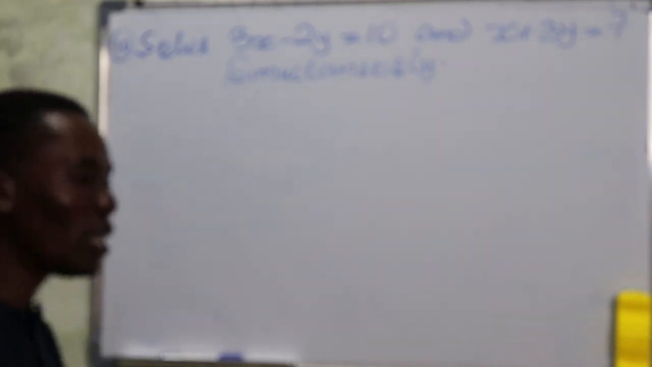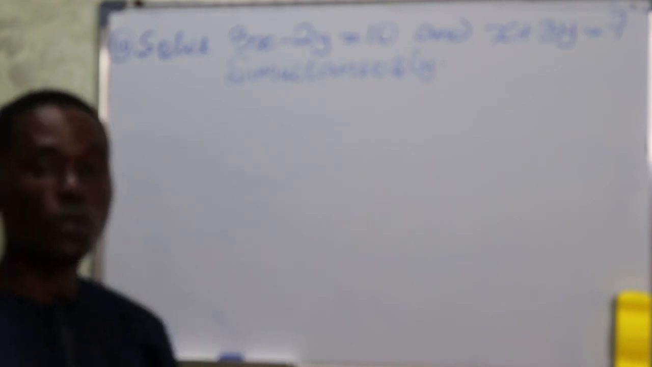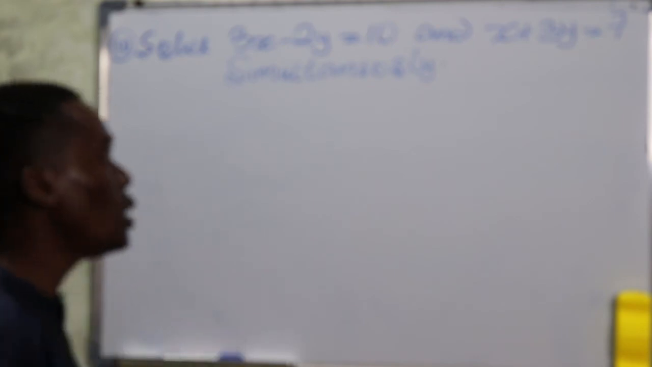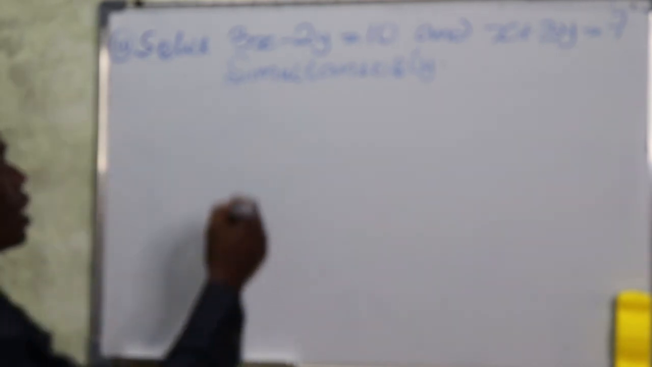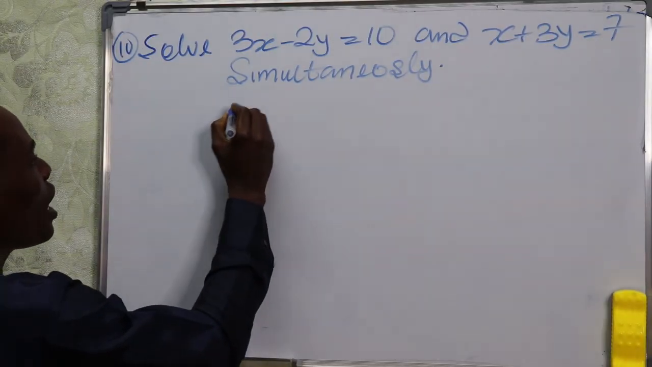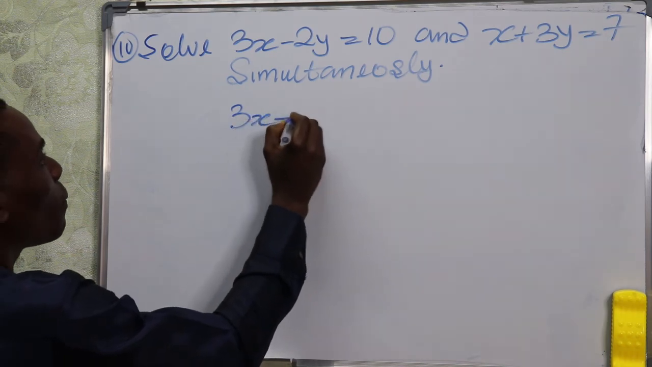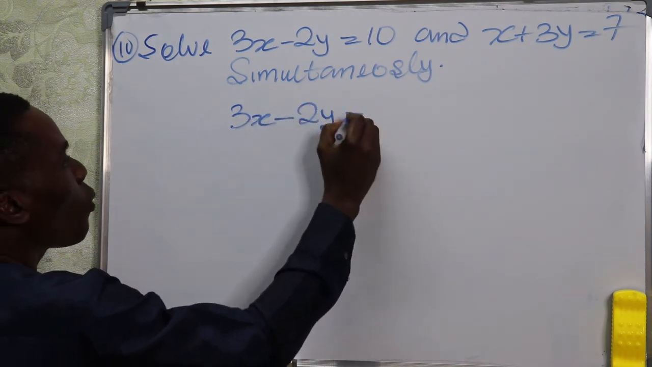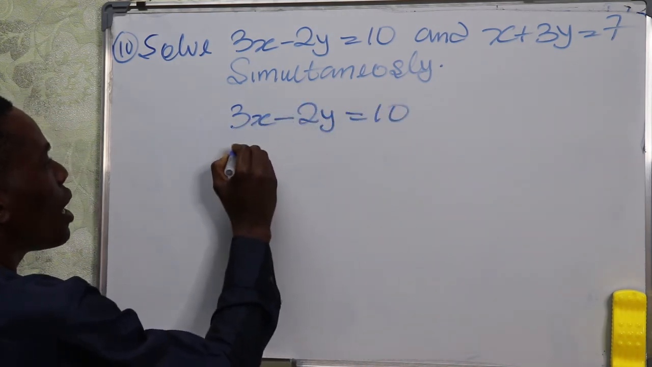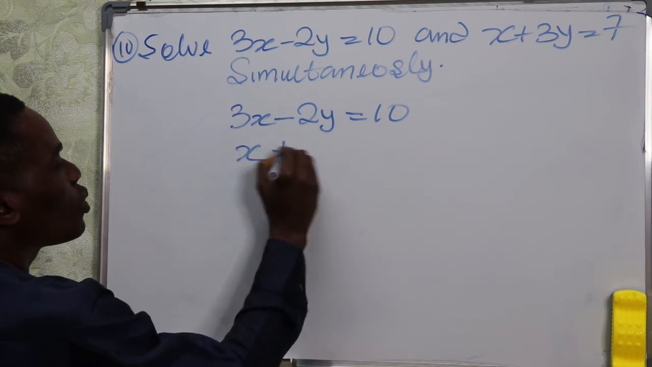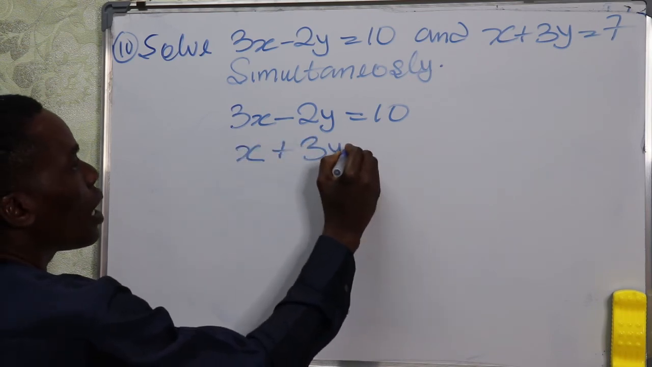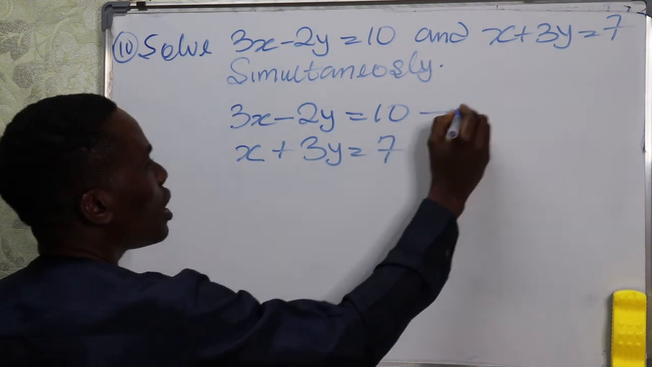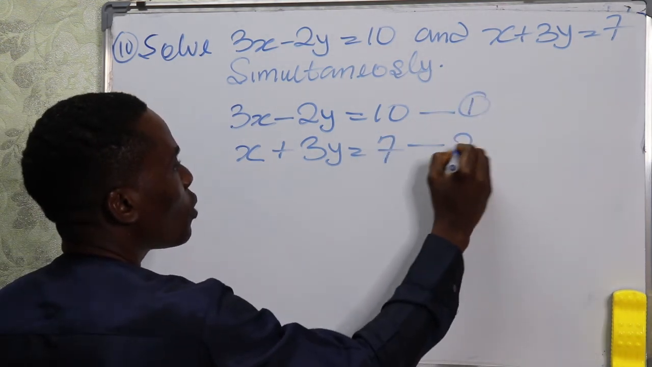Now we're going to look at the solution of this, and we're going to use the elimination method, which I feel is the fastest method for solving this kind of question. Now if we have this value, we have our 3x minus 2y equals 10, and we have our x plus 3y equals 7. This is our equation 1, and this is our equation 2.